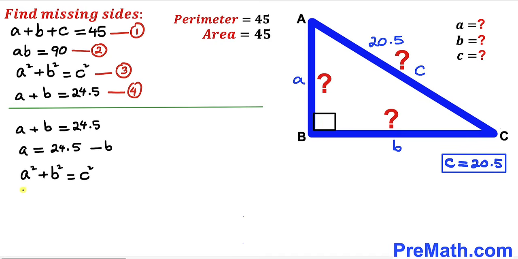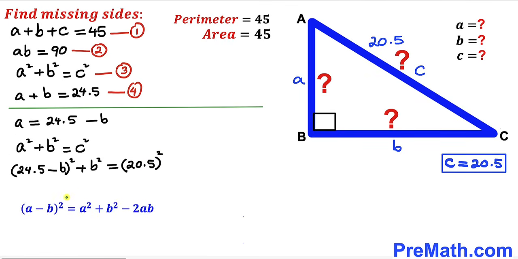So therefore, this A square could be written as 24.5 minus B whole square. And then this plus B square equal to our C value is 20.5 whole square on the right hand side. And now let's recall this identity once again. A minus B whole square could be written as A square plus B square minus 2 times AB. We are going to apply it on this binomial.